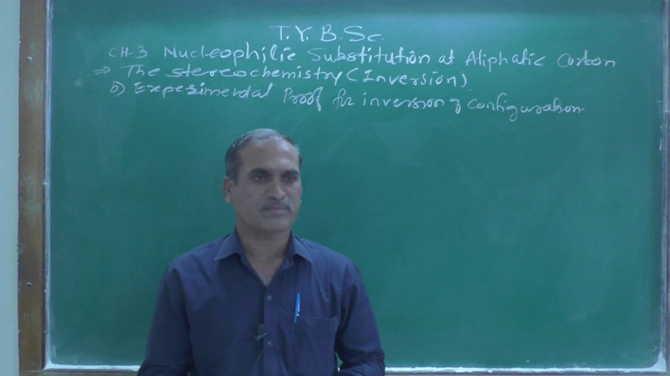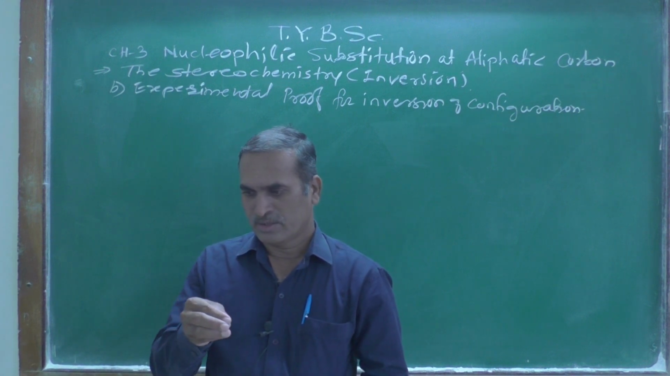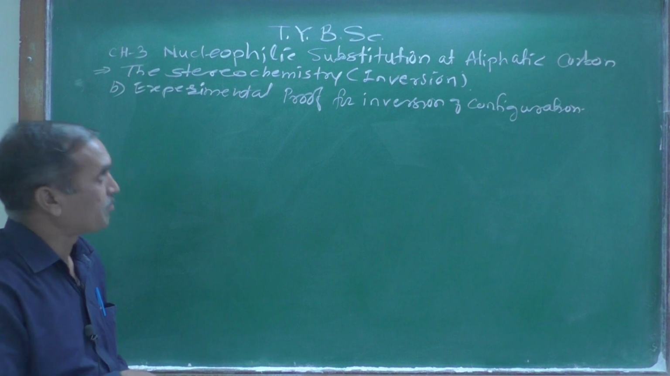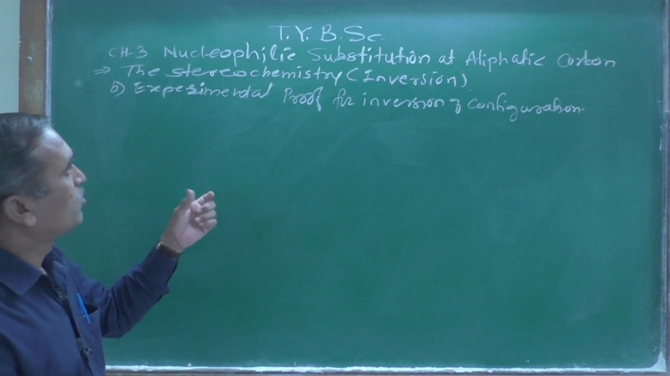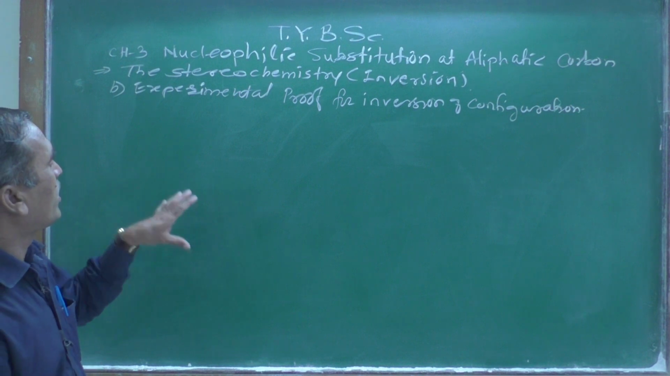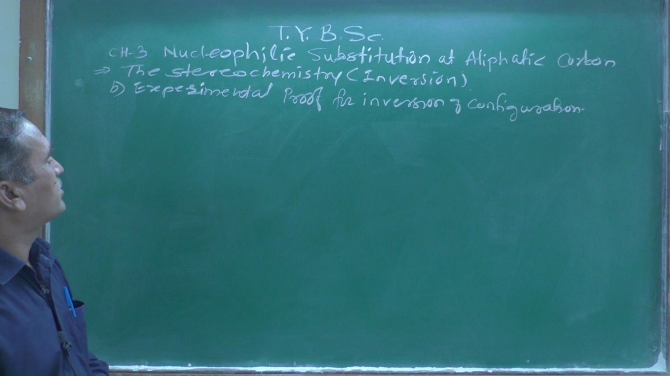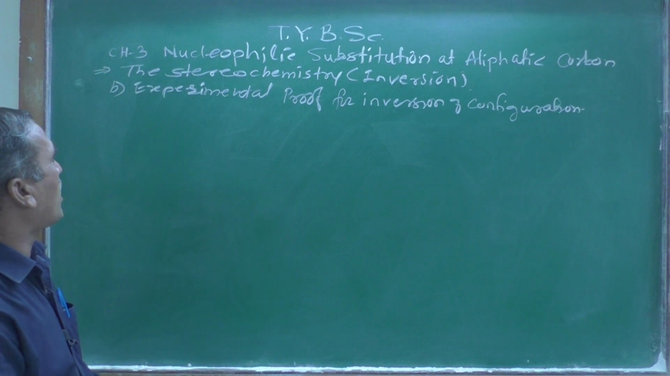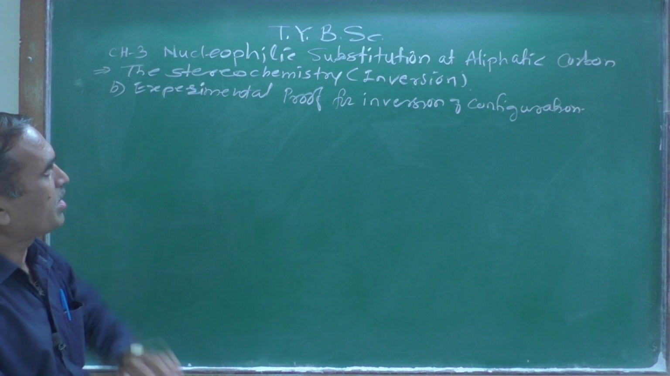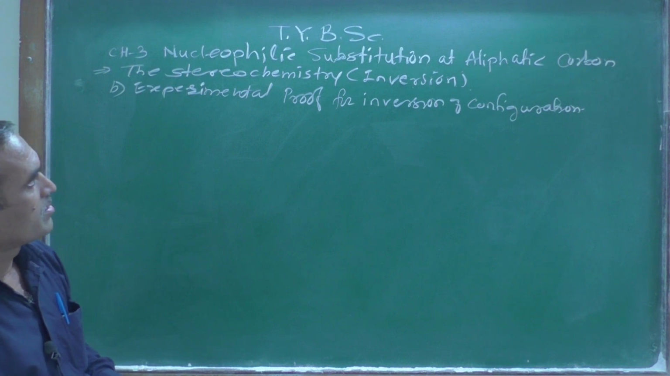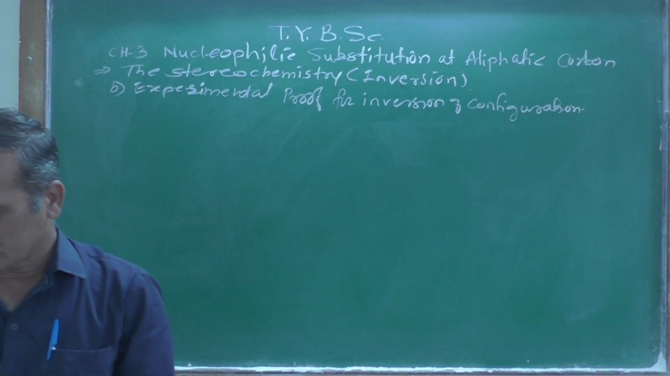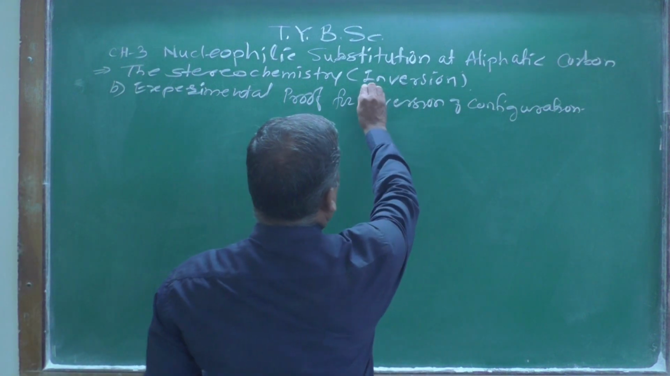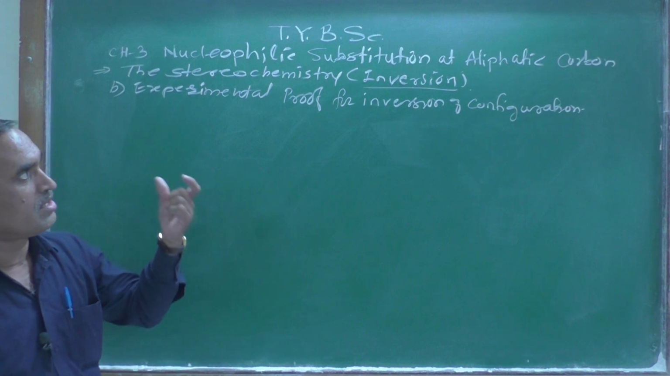And then the third possibility of nucleophilic attack proves the inversion of configuration. Let us see what we are going to discuss today. We are discussing chapter number 3. The name of the chapter is Nucleophilic Substitution at Aliphatic Carbon, and there we are learning the stereochemistry for the SN2 reaction, where the product obtained is an inversion.